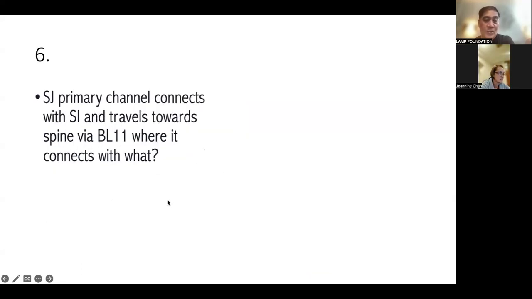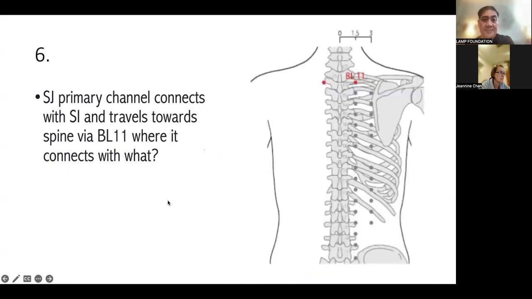Sanjiao primary channel connects with SI and travels towards the spine via bladder 11, where it connects with what channel? With the governing vessel at DU14, doc. Very good. Governing vessel at DU14 or GV14. So, importante po yan, ha? So, you see, you hit two birds with one.